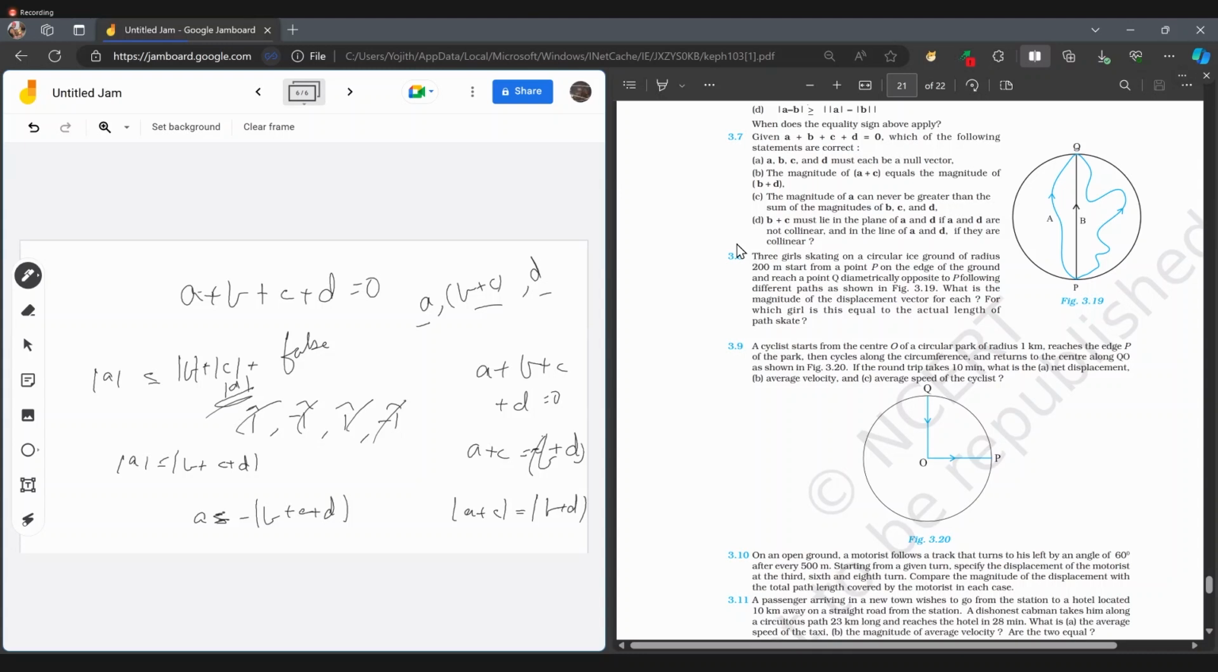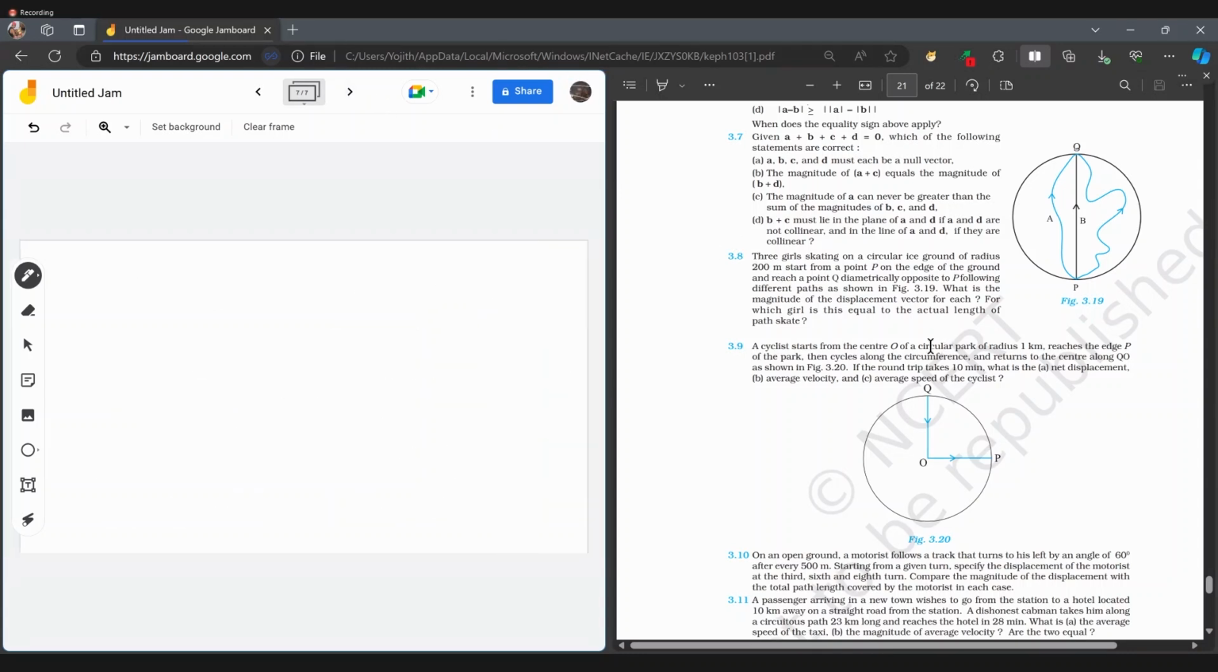నెక్స్ట్ క్వశ్చన్. Three girls skating on a circular ice ground of radius 200 meters start from a point P on the edge of the ground and reach a point Q diametrically opposite to P, following different paths as shown. What is the magnitude of the displacement vector for each, for which girl is this equal to the actual length of the path skate? Okay, so let us see. అందరూ ఎక్కడ స్టార్ట్ అవుతున్నారు? ఓకే, give me a second.